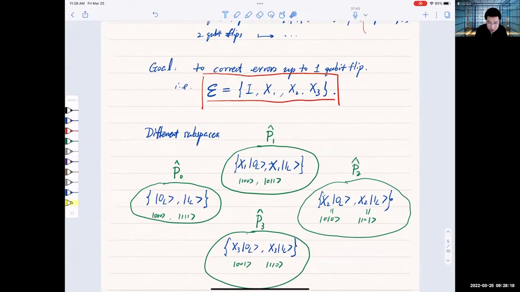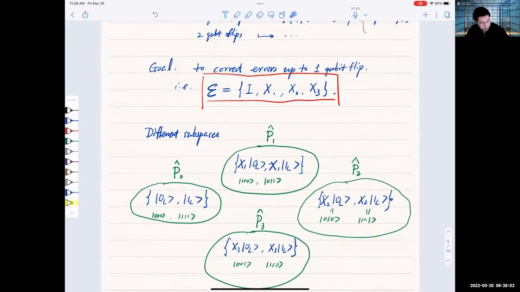That's important because if a bit flip error happens on the first qubit, the state is mapped from P0 to P1, but the superposition is still maintained. So in principle, you can design a unitary to map it back from P1 to P0. That indicates that we're not only able to detect and differentiate which error happened, but we can also restore the state to the original logical space, maintaining the initial superposition.